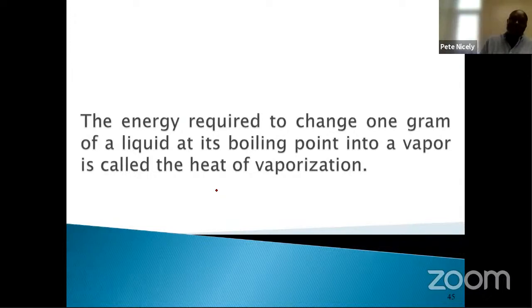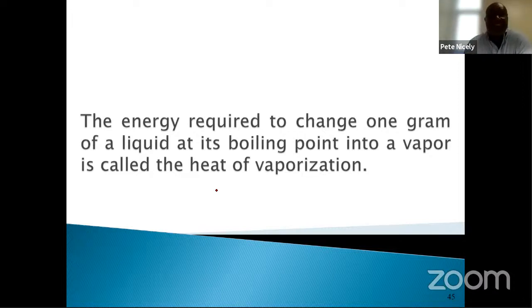Okay, another term that we need to learn about is what is called the heat of vaporization. And it's very similar to what we said about the heat of fusion. The only difference is that this is dealing with a situation where the liquid is being converted to a vapor at the boiling point. The heat of vaporization is the energy required to change 1 gram of liquid at its boiling point into a vapor. All right.